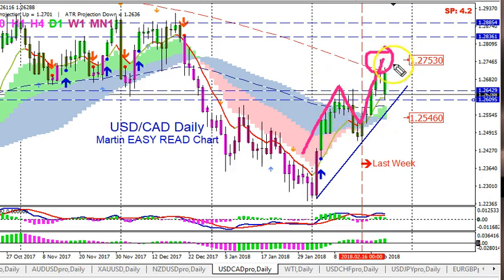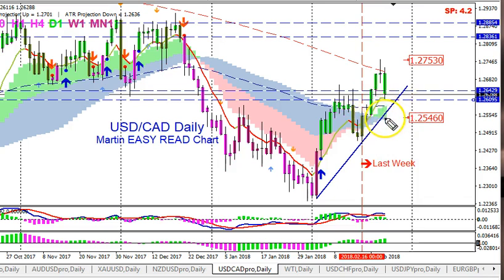It looks like there's a 1, 2, 3 pattern. Looks like price is possibly going to go higher. But if you believe that's the case, then you want to look at a buy above 127.53. Or to the downside, price would have to come all the way down below 125.46. Okay.